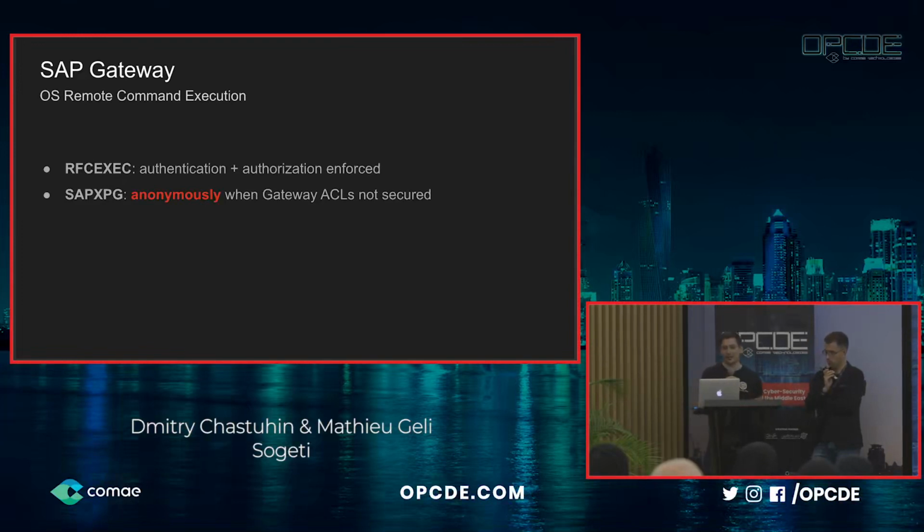RFC exec that requires authentication and proper user rights for launching commands on operating system level. And the second one, SAP XPG, that requires only a record in the ACL list. If we have an empty ACL list, then we could execute operating system level commands anonymously without any authentication.